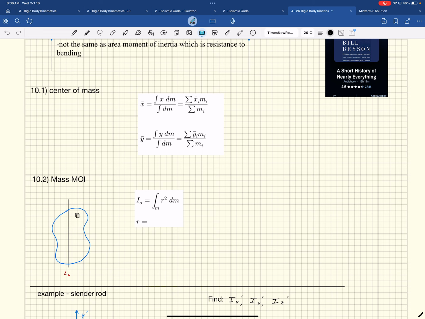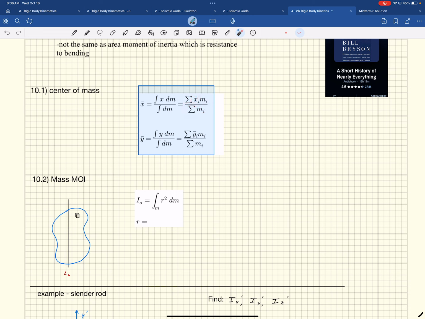But first, let's talk about how to calculate. So these are how you calculate the center of mass. This is very similar to how you calculate the center of area, the centroid, right? It's a weighted average. So if you go through and you break your object up into little components, it's just a weighted average. It's the distance to the center of this mass times that mass, and then divided by the total mass. We'll do some examples.